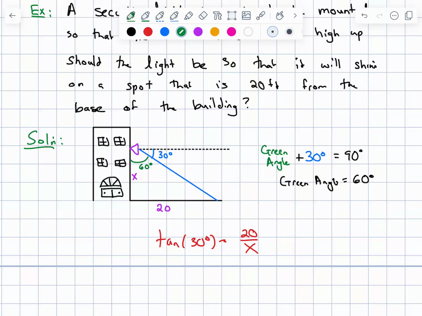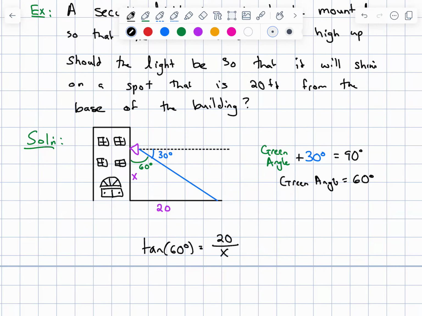So the correct equation is not tangent of 30, it's tangent of 60 equals 20 over X. Any questions on that? I'm going to erase the red incorrect work. We have our angle, we have our opposite side, and we need our adjacent side. So tangent is the choice. Tangent of 60 degrees is equal to opposite 20 divided by adjacent X.